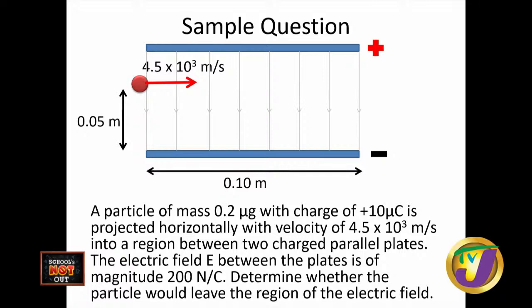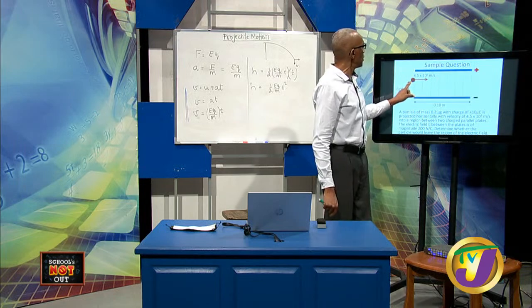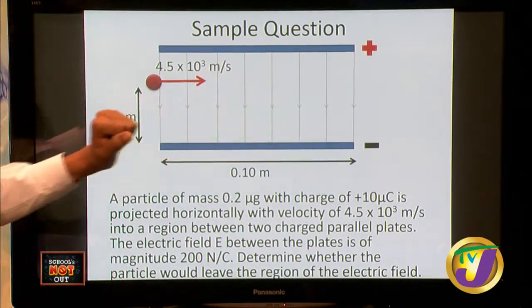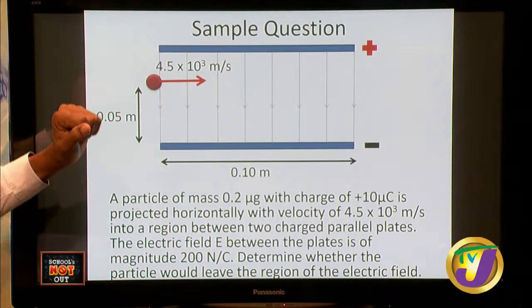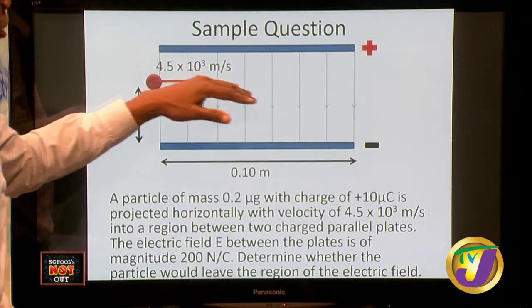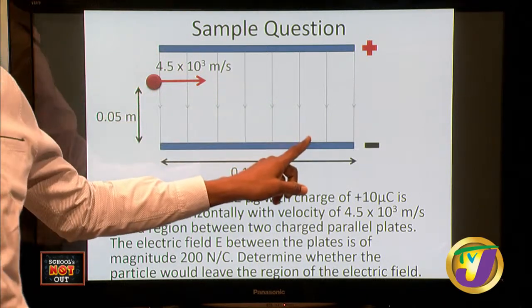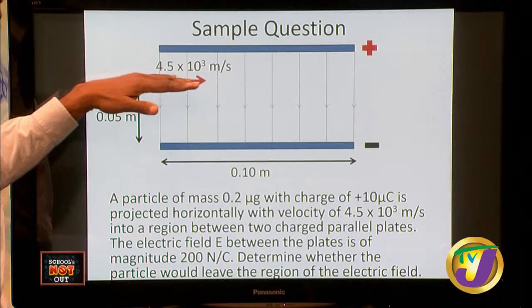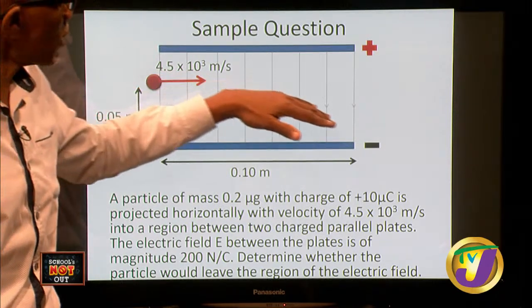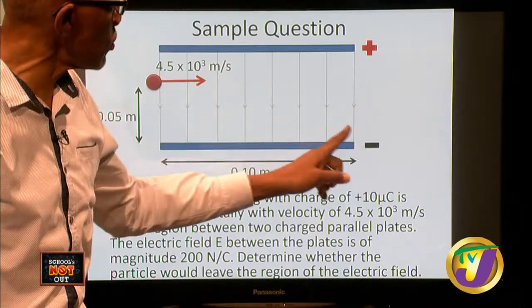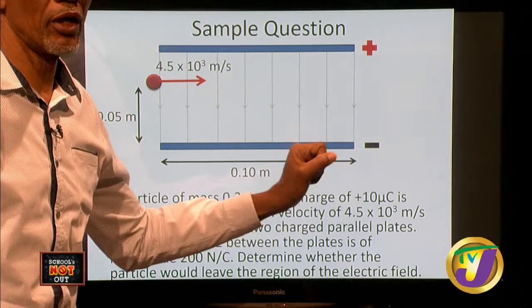So we're saying that when this particle enters the electric field, it will experience a downward force which will cause it to move in a parabolic path. Now, if the force is strong enough, the particle could come here and crash into this plate. It wouldn't leave the field. Or if the force is not strong enough or the velocity is high enough, the particle, even though moving in a parabolic path, will escape the field.